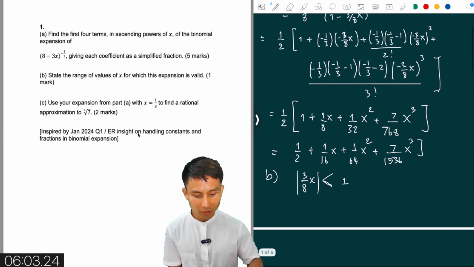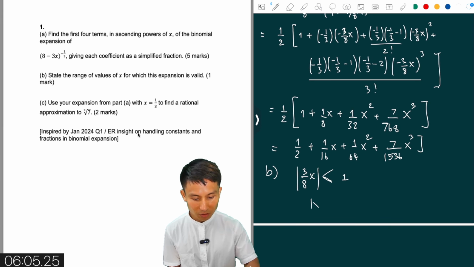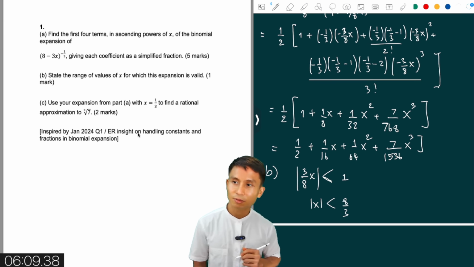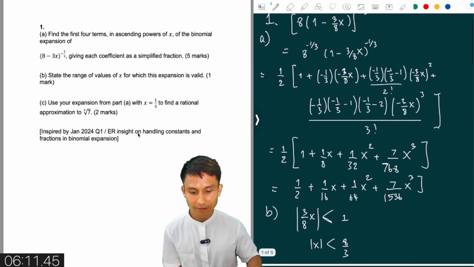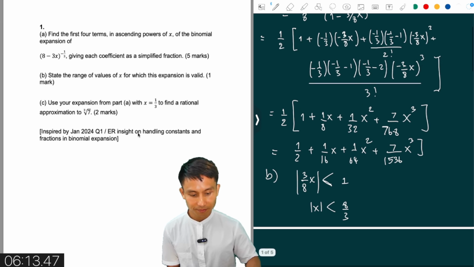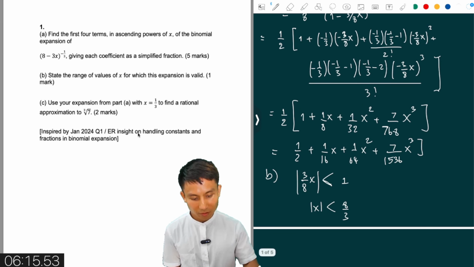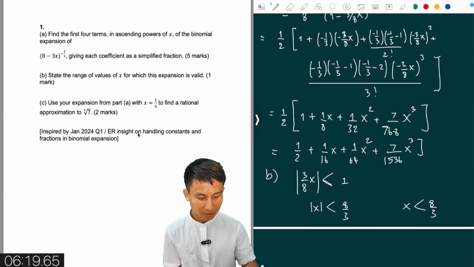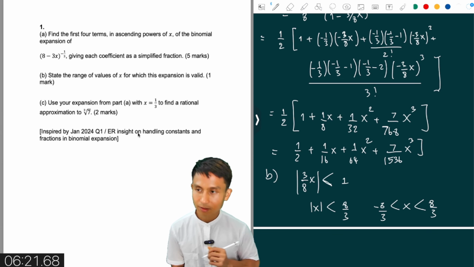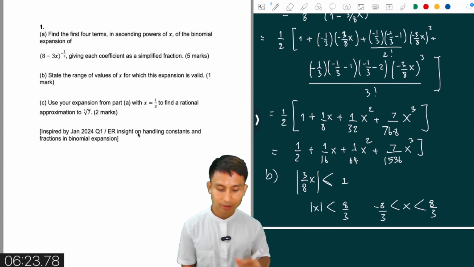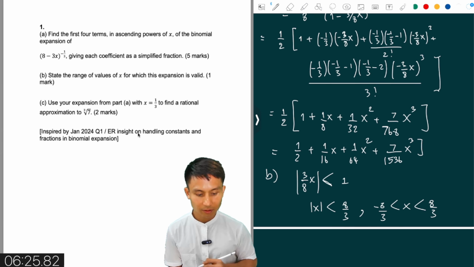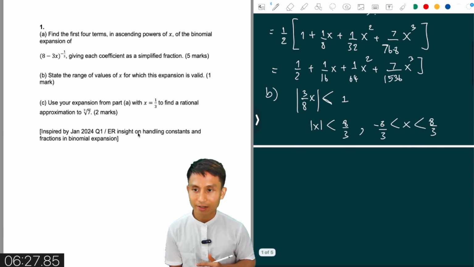Or we can say that this is the modulus of x less than 8 over 3. Same thing, right? Same thing. And we can also say that that is the same as that. Just that, to be valid. Yeah? All right.